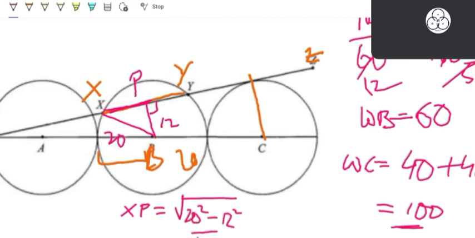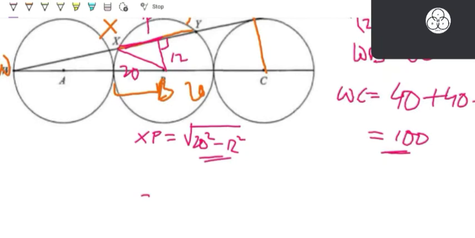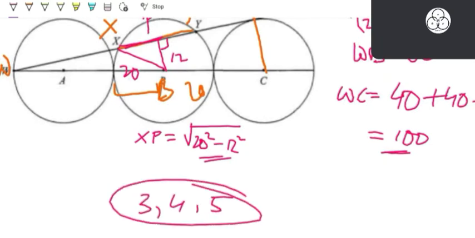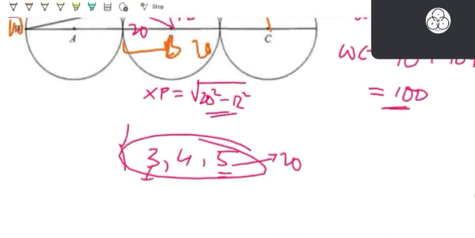And this is a famous Pythagorean triplet. You know the combination of Pythagorean triplet 3, 4, 5, right? We all know this. Just multiply 3 with 4. You will get this as 20, this as 12, and this will be 16.